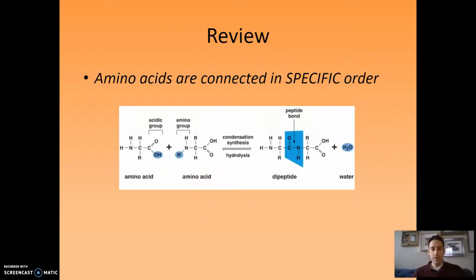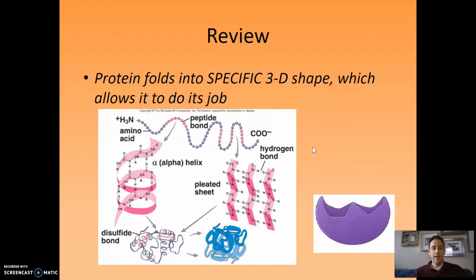To build an actual protein, those amino acids are connected in a very specific order. So we join two amino acids together through a dehydration synthesis reaction, and we form what's called a peptide bond there between one amino acid and the next. And then those amino acids, once they're joined together, are going to form what is called the primary structure of a protein, this specific sequence of amino acids.